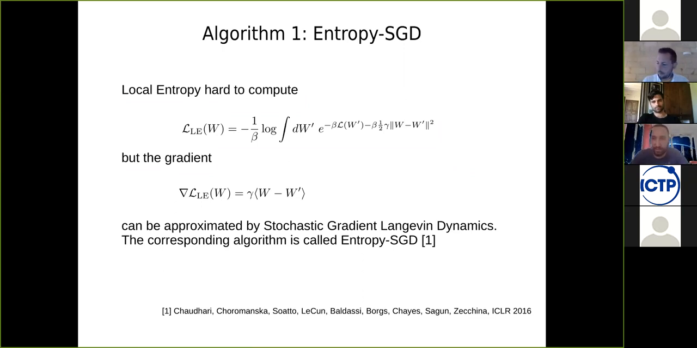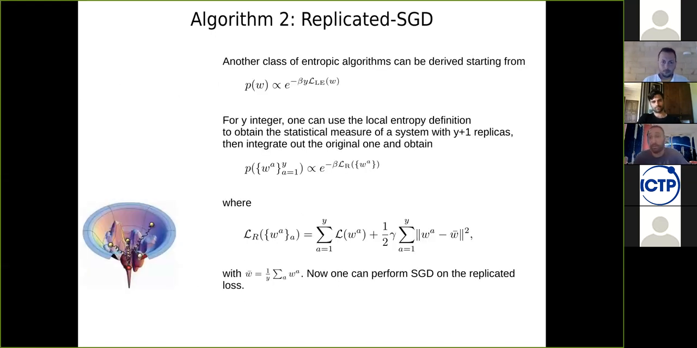This is what the authors of that paper did, and in our work, we fine-tuned and scaled up the algorithm and applied it to state-of-the-art architectures. Another algorithm we use in this work is replicated SGD. I don't want to go through the details. The derivation is not hard, but we don't have much time.